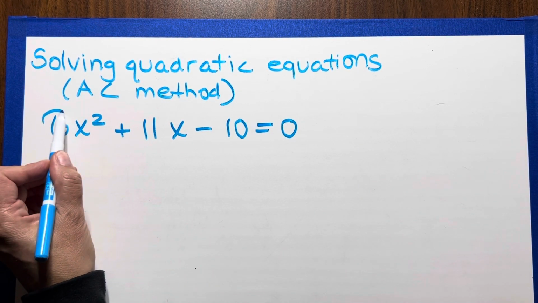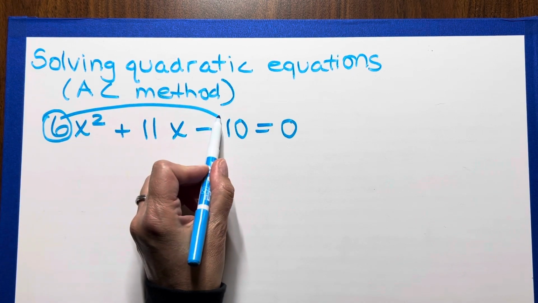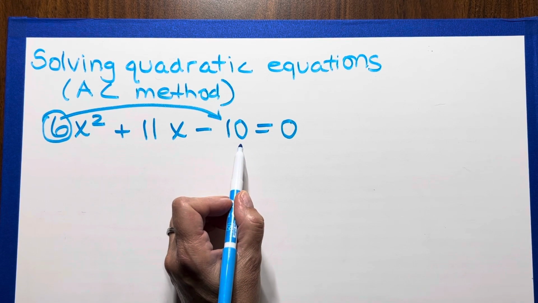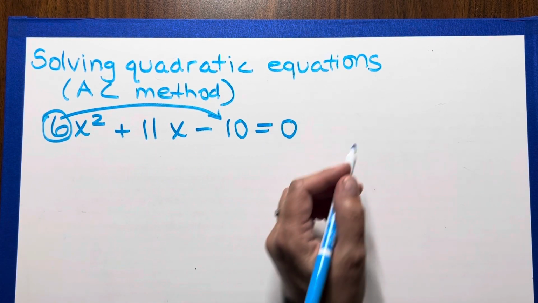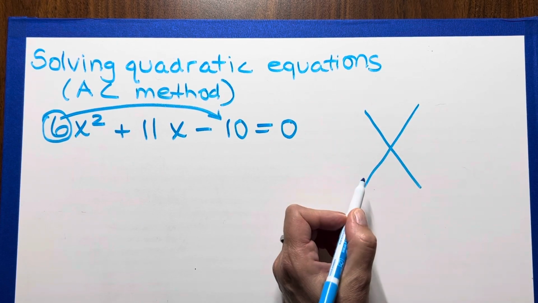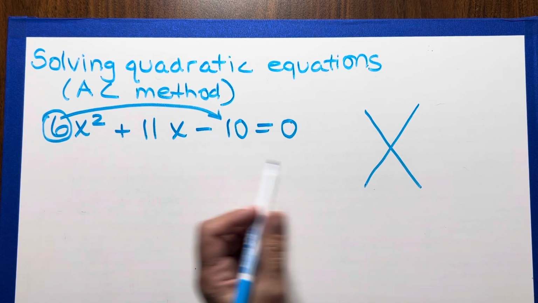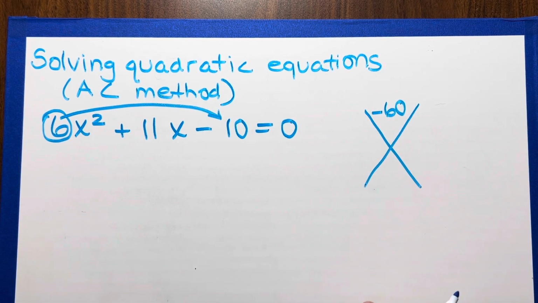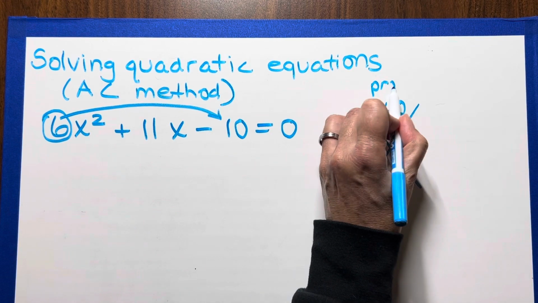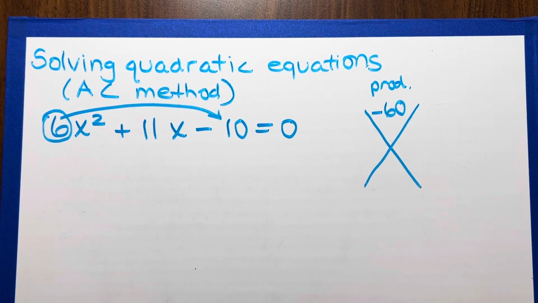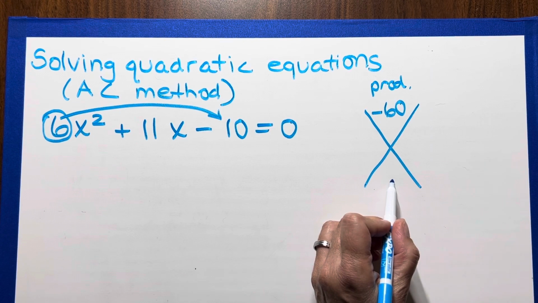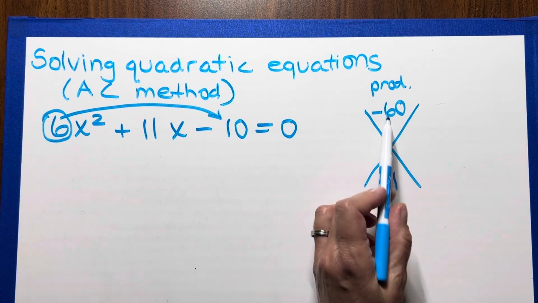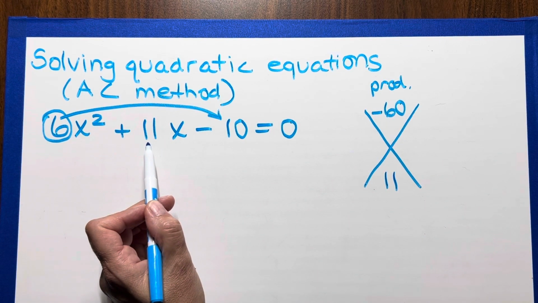The first thing we're going to do is take this a value and multiply it by our c value. Remember, we get the a, the b, and the c from the coefficients in our equation. So over here, I'm going to make my setup where I take the product of 6 and negative 10. So I get negative 60. I need to have factors that make a product of that. And then down here, what I'm looking for are the same factors that give me the product of negative 60, but add up to 11x.